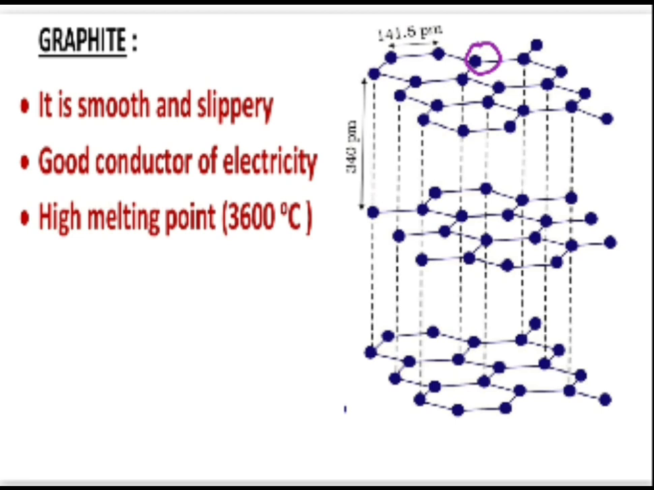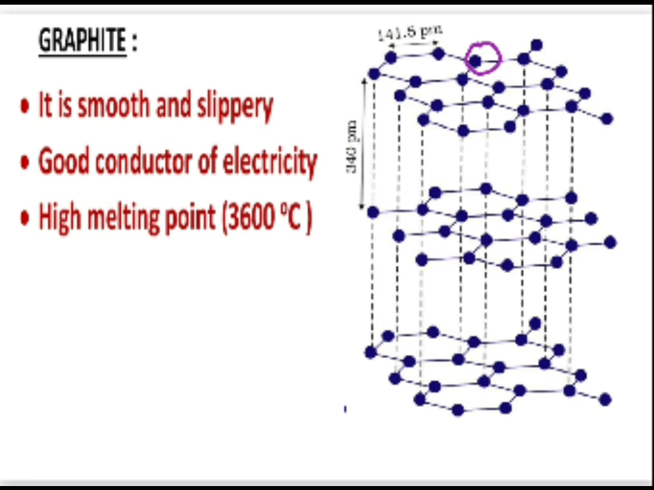In case of graphite, each carbon atom is linked to 3 carbon atoms by covalent bonds, resulting in hexagonal rings. As you can observe, the atom marked with this pink color is linked with neighboring 3 other carbon atoms and there is a formation of hexagonal rings within the layers. Then these layers are further arranged one above the other within the chemical structure of graphite.